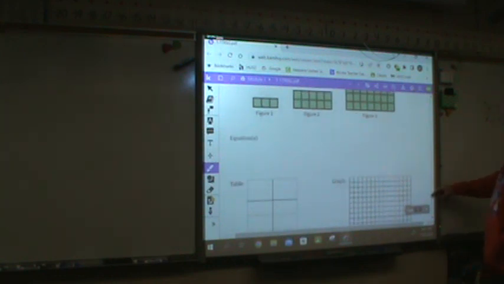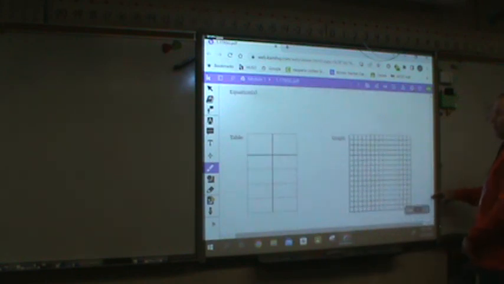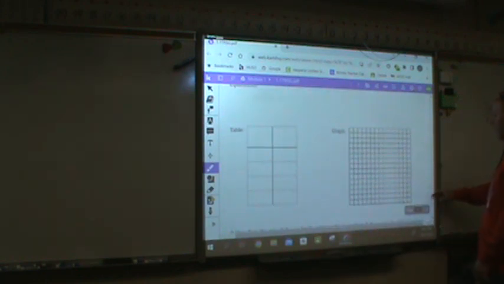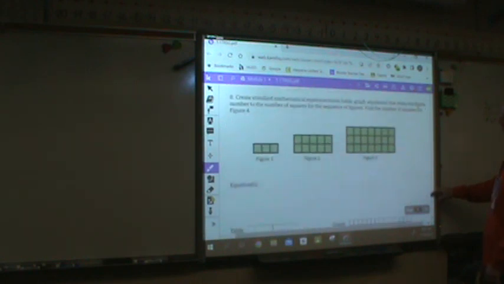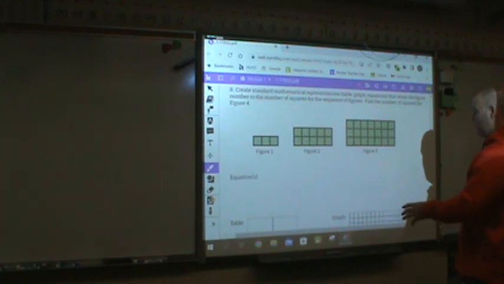Don't feel you have to come up with the equations first, right? I always feel like I've got to do that first and then fill in the table and the graph. No, we don't have to do that. What we can do is go ahead and fill in the table first and the graph, and utilize that information to help us come back and create the equations.